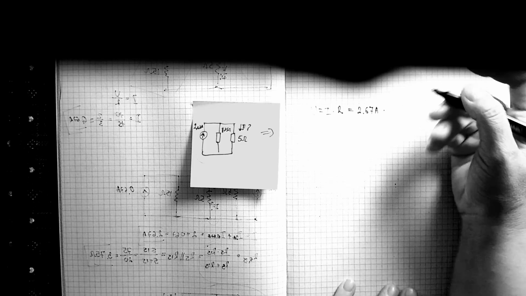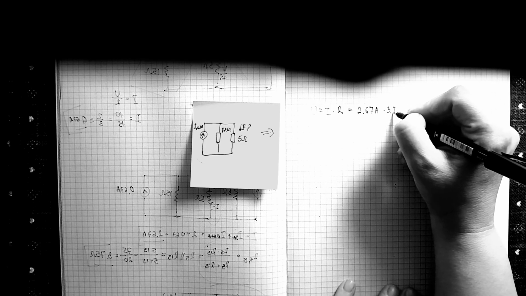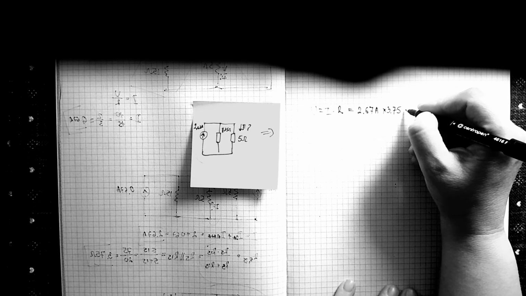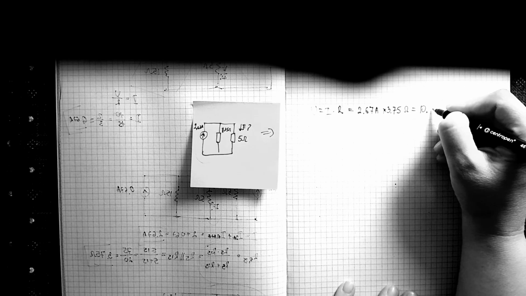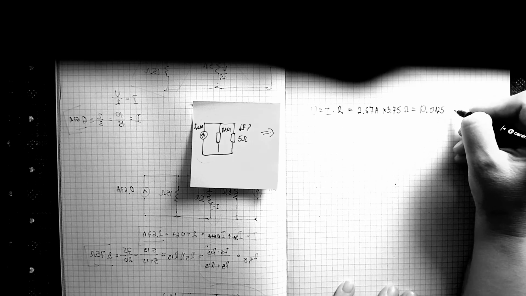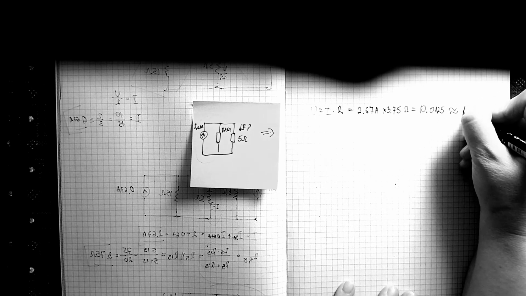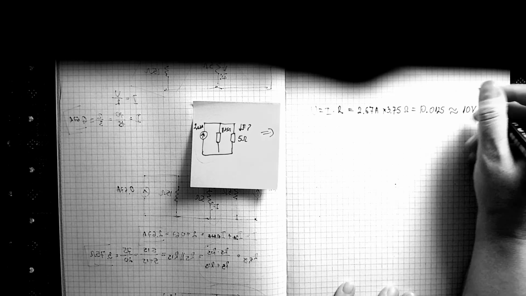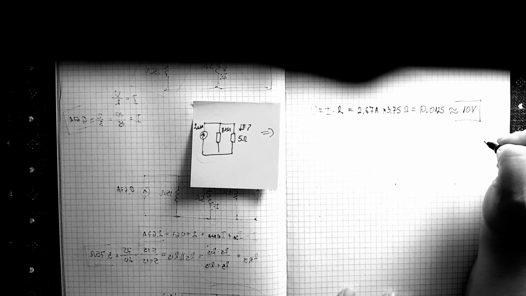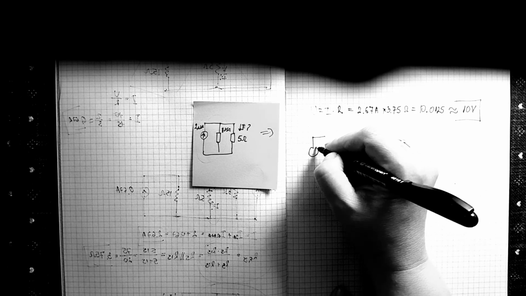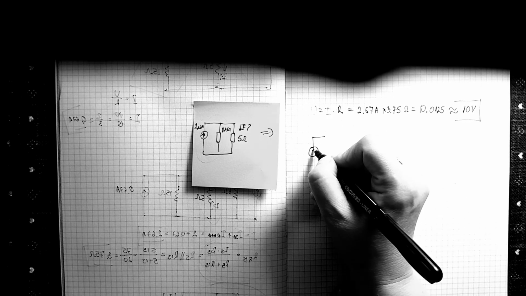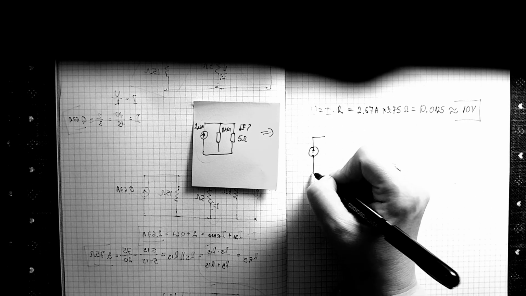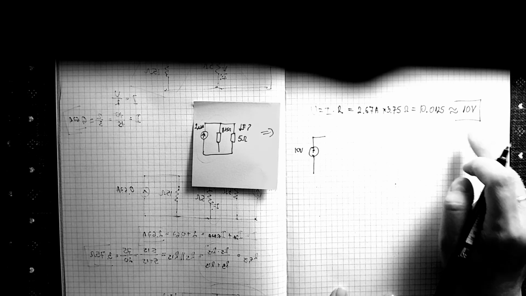So it's 2.67 amps multiplied by 3.75 ohms, and the result will be 10.0125, and we can round it to 10 volts. So our circuit doesn't look like this anymore, it will look like this one, and because the arrow points up, the plus will be up, and that will be 10 volts as we counted here.